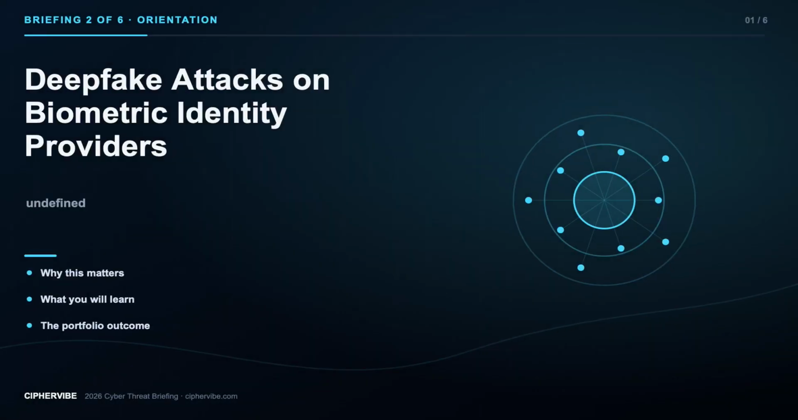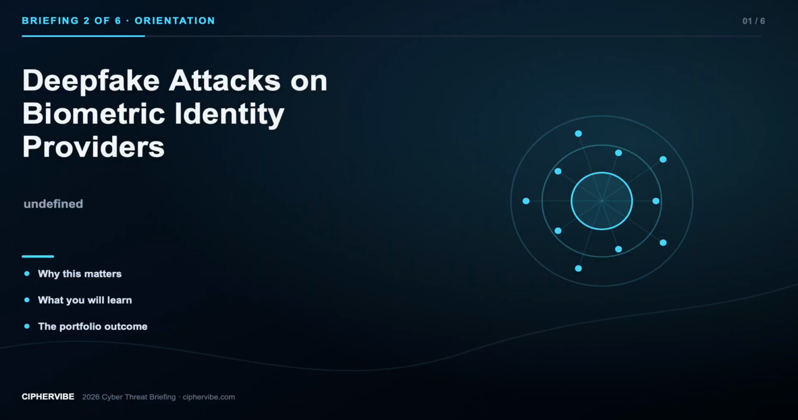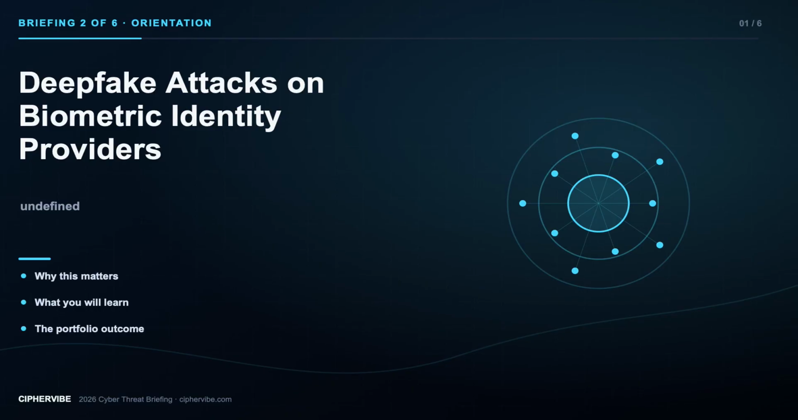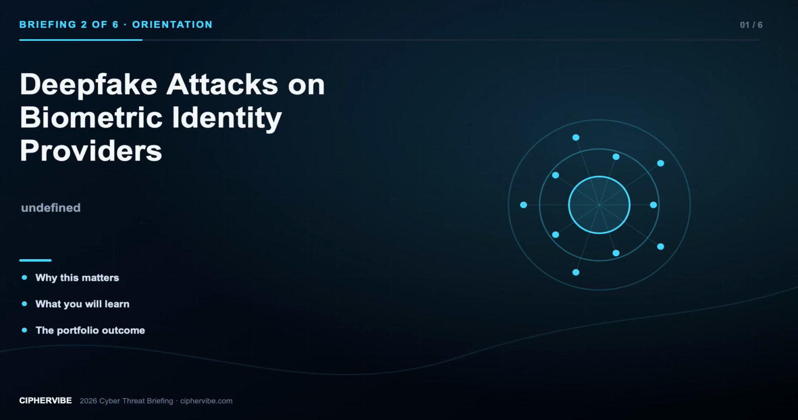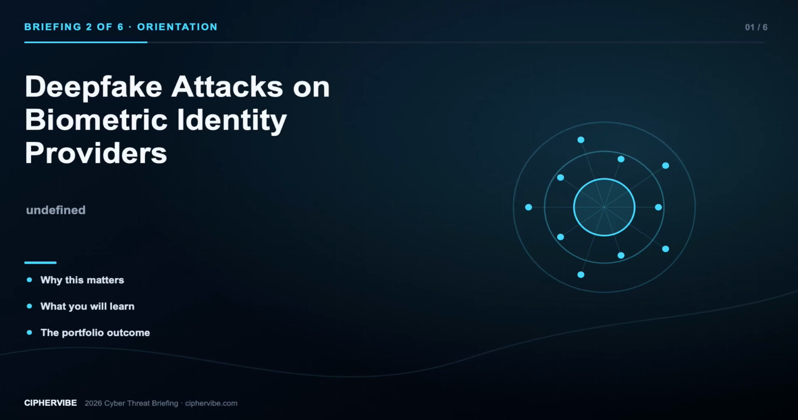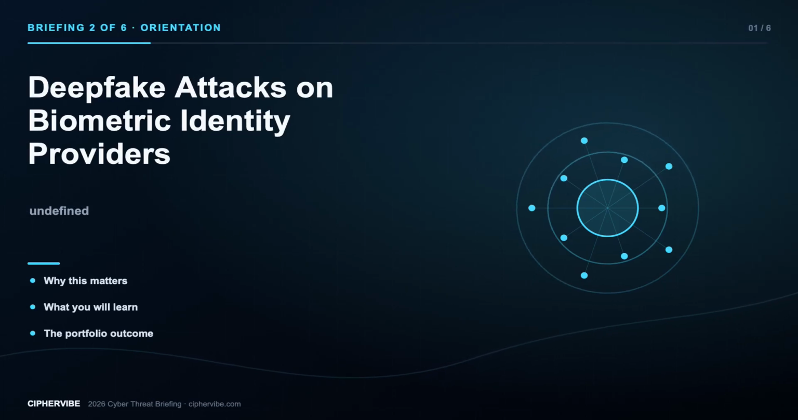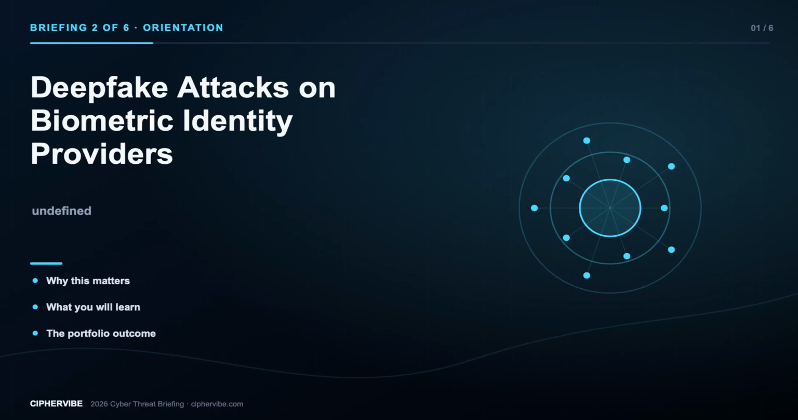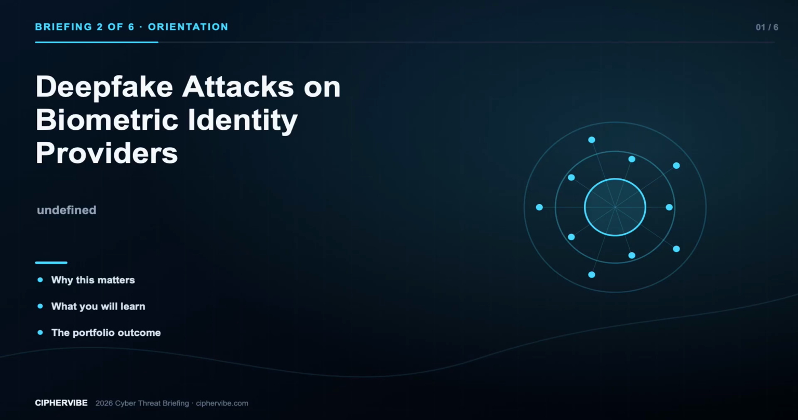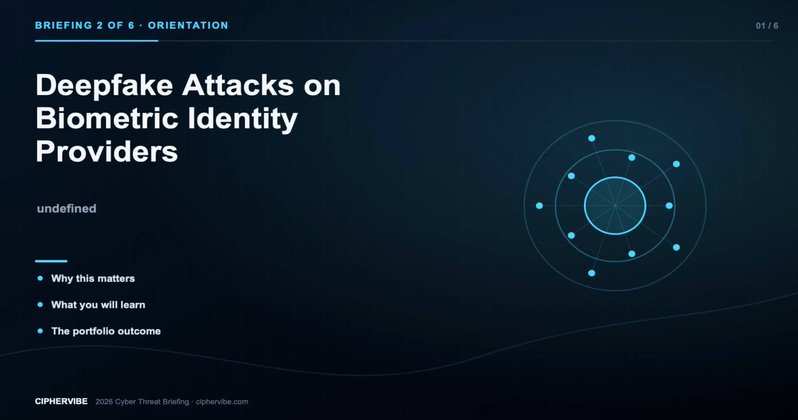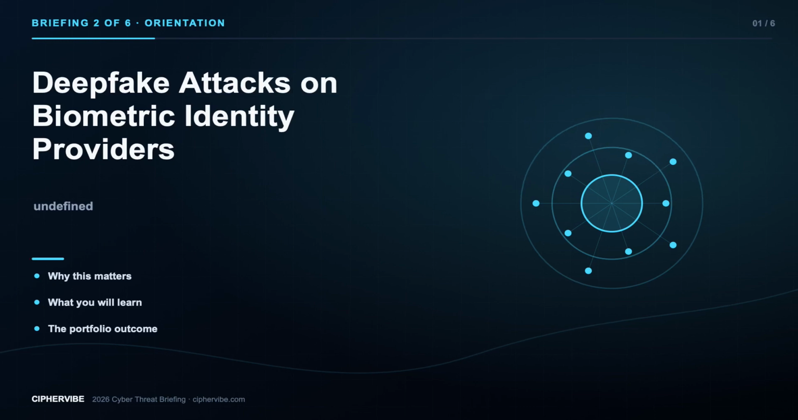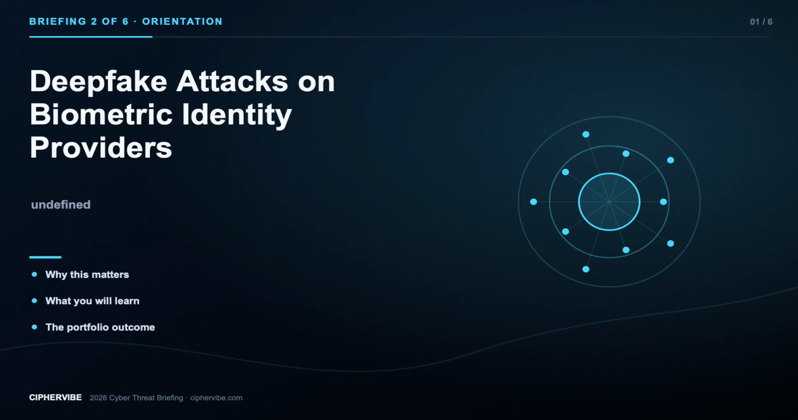Welcome to Briefing 2 of 6 of the CipherVibe Cybersecurity for Beginners course. Today we will make deepfake attacks on biometric identity providers understandable, practical, and connected to the rest of your learning path. Biometrics can help activate a device-bound authenticator, but a face, voice, or fingerprint is not a secret and cannot be rotated after exposure. Modern attacks combine stolen identity evidence, synthetic media, virtual cameras, device emulation, session manipulation, and social engineering against the recovery process.